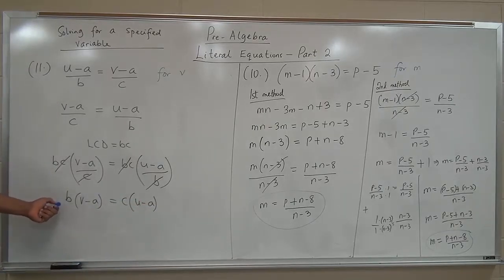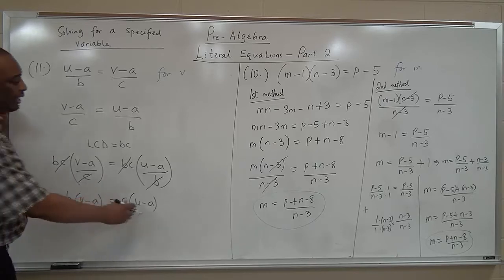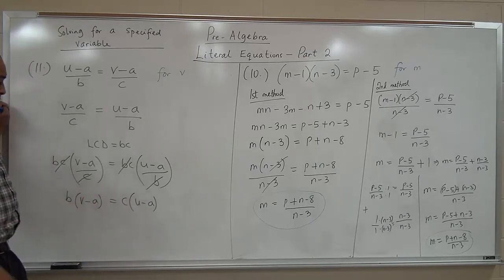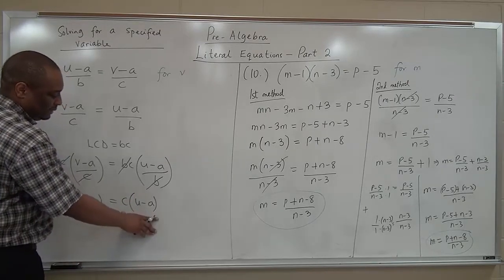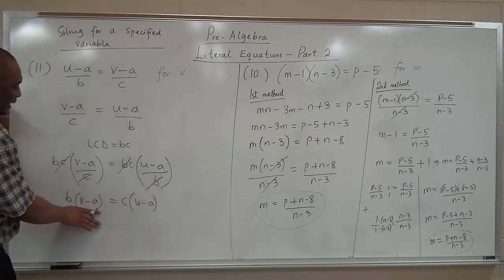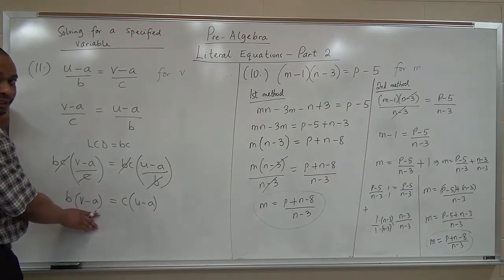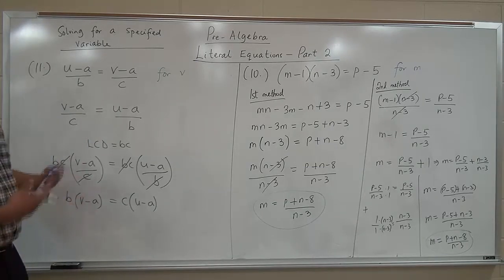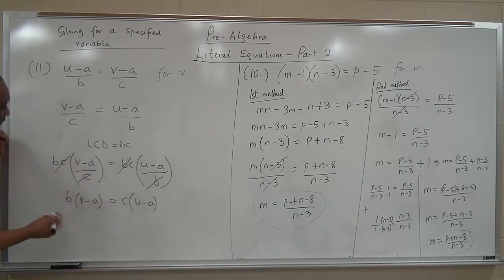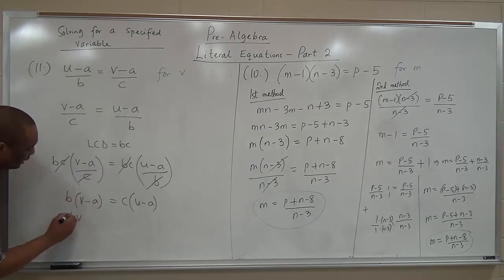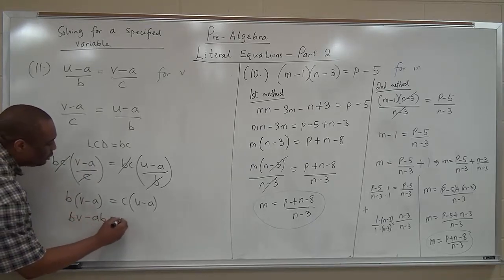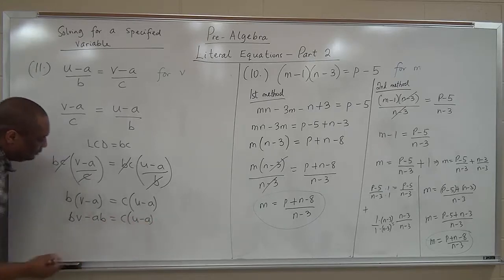And actually what you can do here, so that you don't do things over and over again, is leave this as it is, because we always want our stuff in factored form. We can leave this as it is, but we can go ahead and distribute this. There are several methods you can use to solve this. Now this will be BV minus AB equal to C times U minus A.